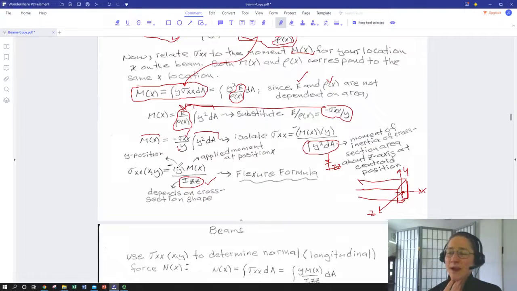Why? It's going to depend. So if you think about what this would be at the neutral axis, y would be 0. There's no longitudinal stress other than maybe what you have from axial loading, which we're not considering here.